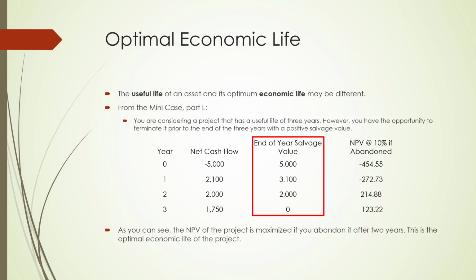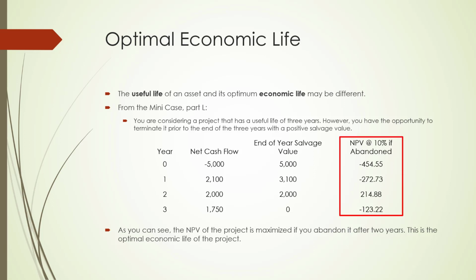So if we sell the project before its life is over, we're going to get some money back. And so what we can do is calculate the NPV for each year of the life of the project, assuming that we abandon it in that year. So if we abandon it immediately after buying it, you can see in the last column of the table, the NPV would be negative $454.55. So clearly that wouldn't make sense.